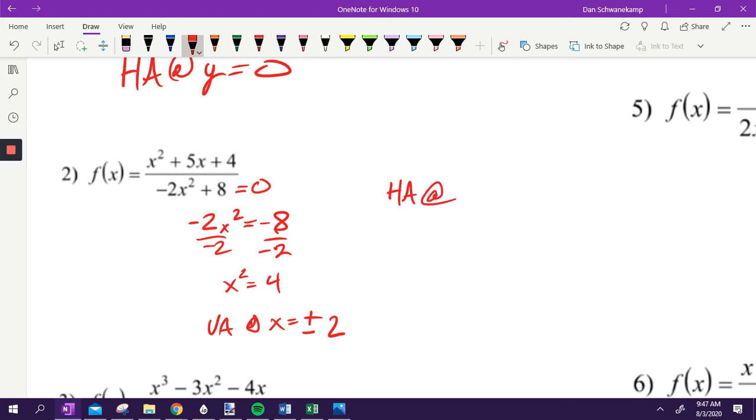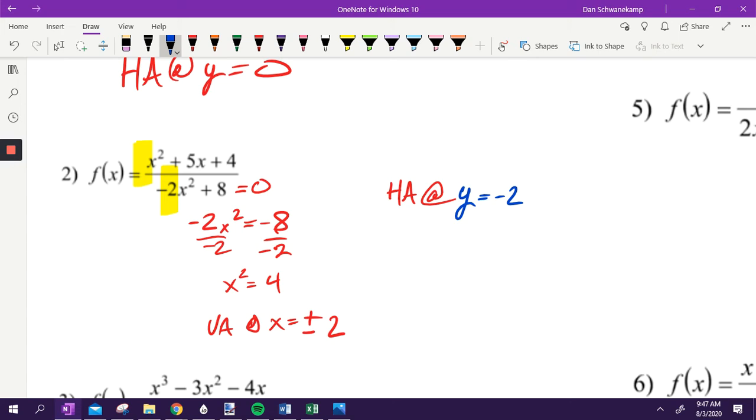To look at horizontal asymptotes, again, you're thinking of the degree. What's the degree of the numerator? What's the degree of the denominator? On top, what's the biggest exponent? 2. What's the biggest exponent on bottom? 2. They're both 2. So if they're both the same, then we look at leading coefficients. In front of that x squared on top, there's a 1. In front of that x squared on bottom, it's a -2. So I'm going to have a horizontal asymptote at y equals -2.